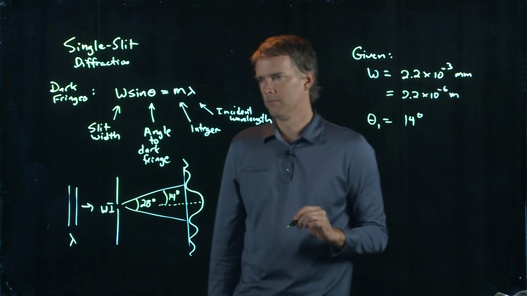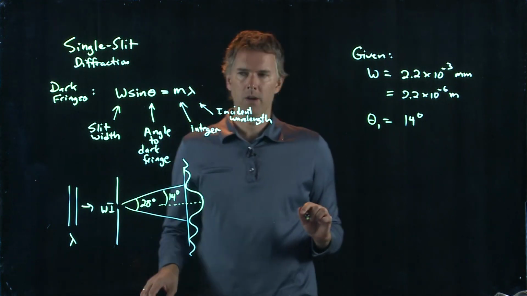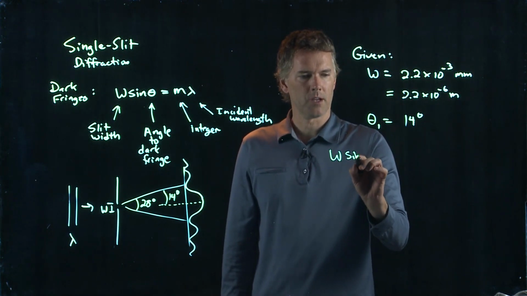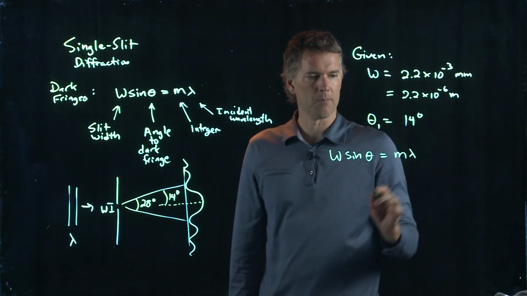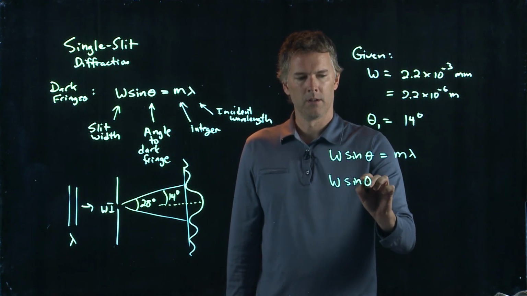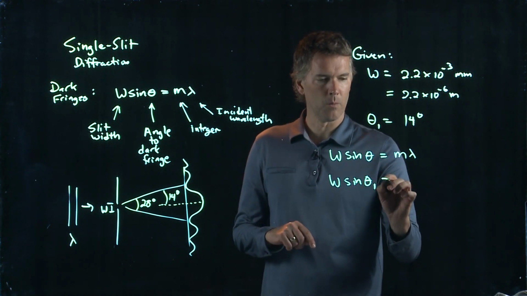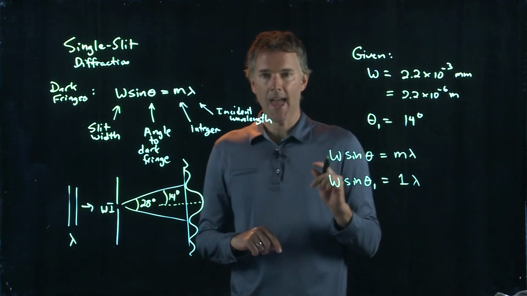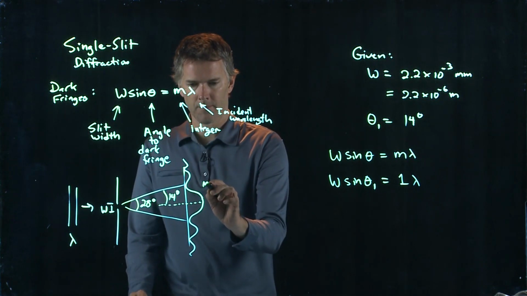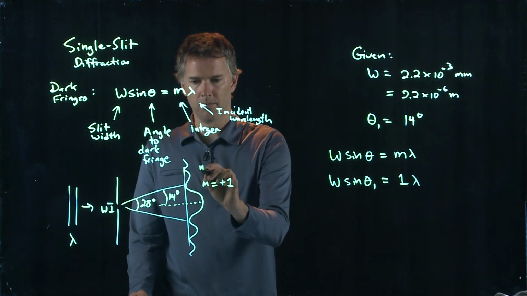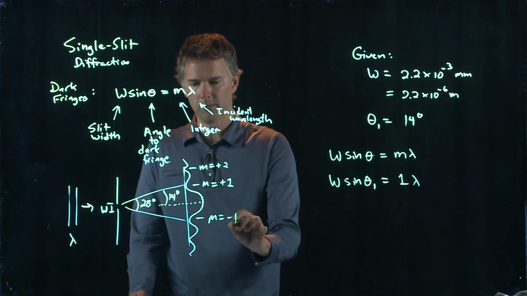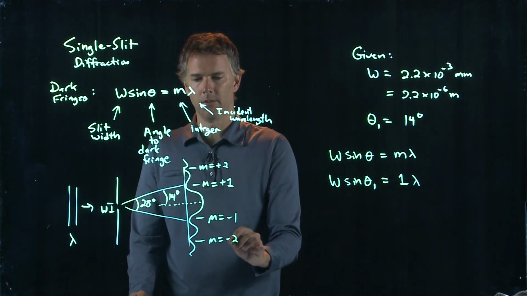All right. I think we can probably plug into this equation now and calculate the wavelength of the light used. So let's take a look. W sine theta equals m lambda. If we're talking about the first dark fringe, then we're using theta 1, and in that case, m is 1. This is plus 1. This is plus 2. Down here it would be m equals minus 1, m equals minus 2, and so forth.